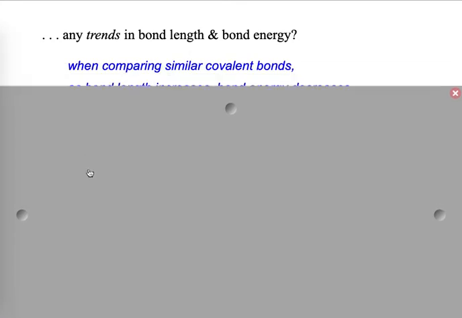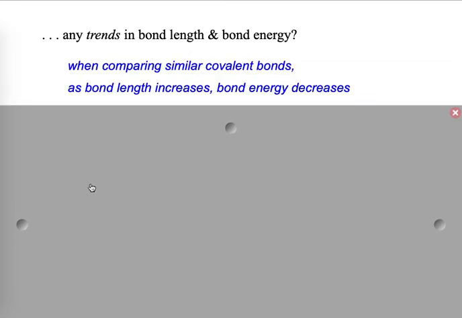So we clearly see that when we are comparing similar covalent bonds, and these are similar because they were all bonds between halogens, as the bond length increases, the bond energy decreases. They are roughly inversely proportional.